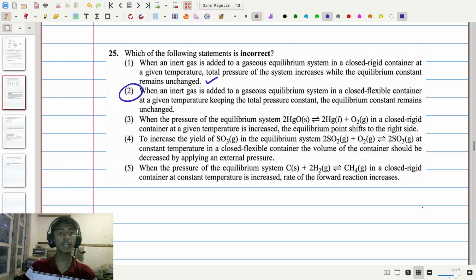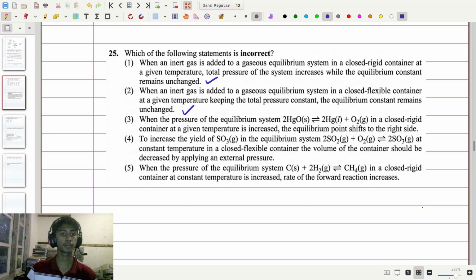Now moving on to statement number 2, the statement says, when an inert gas is added to a gaseous equilibrium system in a closed, flexible container, i.e. the volume can change, at a given temperature, while keeping the total pressure constant, the equilibrium constant remains unchanged. Now this statement is also correct, as while the volume does change, since the temperature remains constant, the equilibrium constant will remain constant.